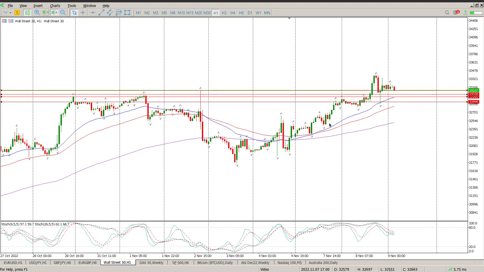But as I say, we are clearly in an uptrend. You can see moving averages pointing up at the moment. So I need to see us break below these moving averages before starting to change my tune there. Anyway, that's kind of my view today.